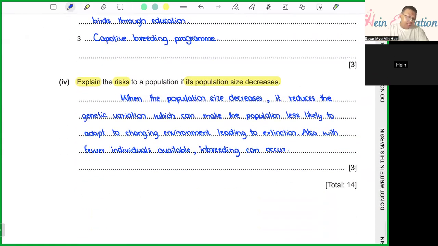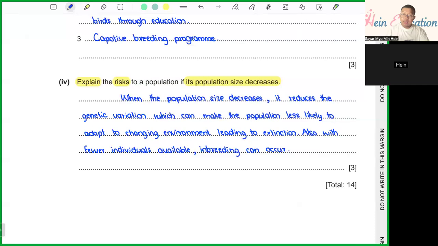And lastly, we have to explain the risks to a population if its population size decreases. So imagine, right, when the population size decreases, it reduces the genetic variation. It reduces the number, so it reduces the variation. So when there is a reduction in the genetic variation, it would make the population less likely to be able to survive the changing environment.